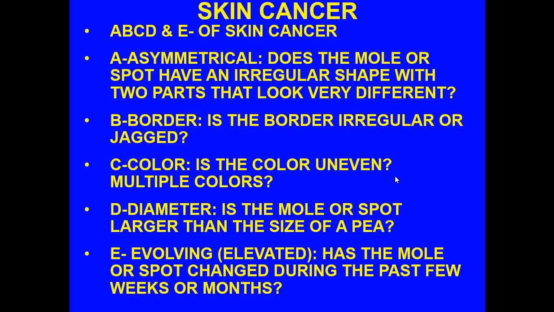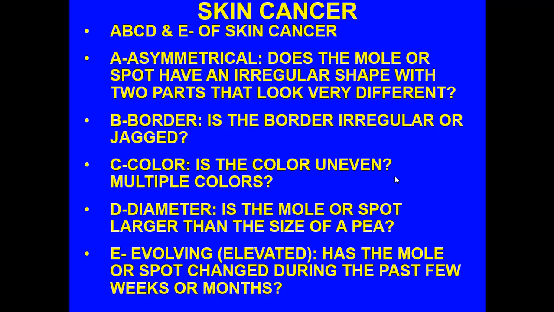Next question, border. Is the border irregular or jagged? If it's yes, then it's somewhat necessary to have that examined. Is the color uneven, or do you have multiple colors? In other words, you can have black, brown, red, tan, or sort of a purplish color. If you have multiple colors, it's hinting that there's multiple types of cells showing up and growing.